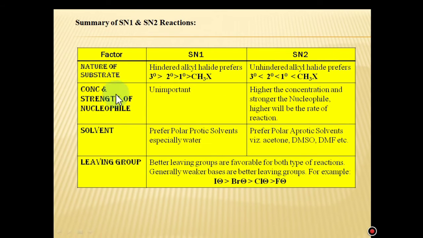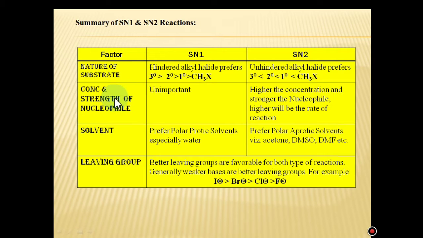Factors: SN1, SN2, the nature of substrate. Hindered alkyl halide prefers the SN1 mechanism because hindered alkyl halide forms more stable carbocations. So the rate of reaction of alkyl halides is 3 degree, 2 degree, 1 degree, methyl halide. While in the case of SN2 reaction, unhindered alkyl halide prefers the SN2 mechanism. The order is just reversed from the SN1 mechanism.